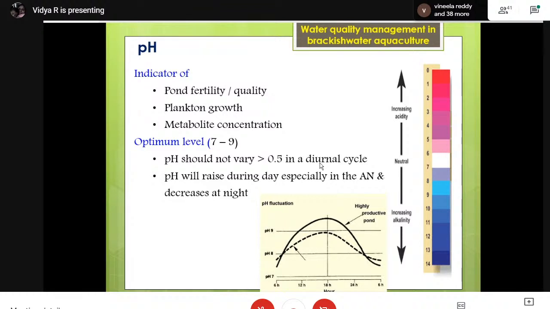The optimum level of pH is 7 to 9, and in a diurnal period, like I told you now, there is plankton productivity in the pond, so it can vary with the plankton production. In a diurnal cycle, the pH should not vary by more than 0.5 units.